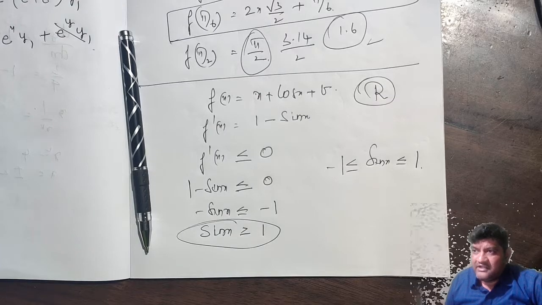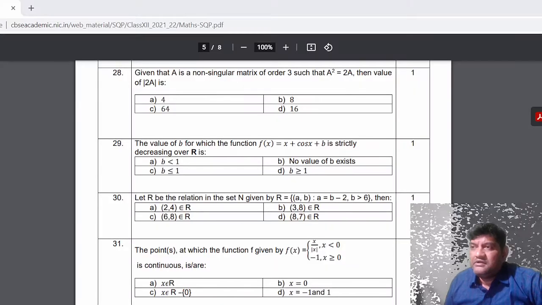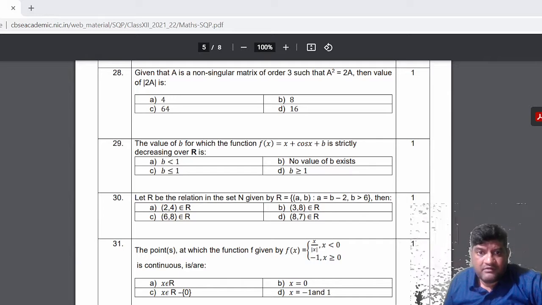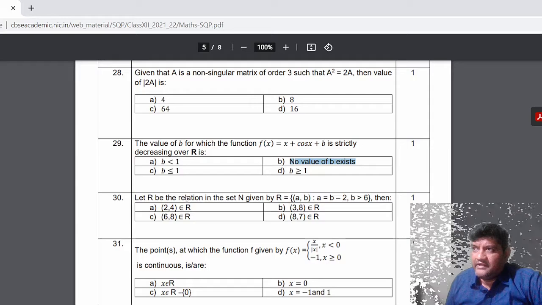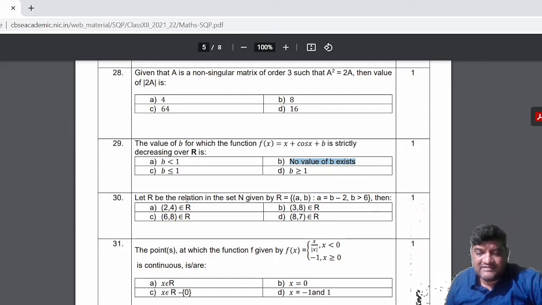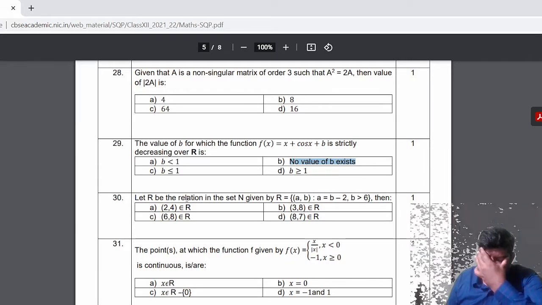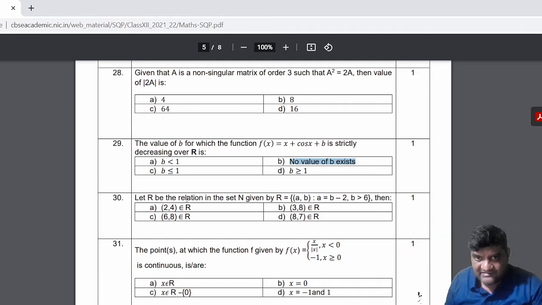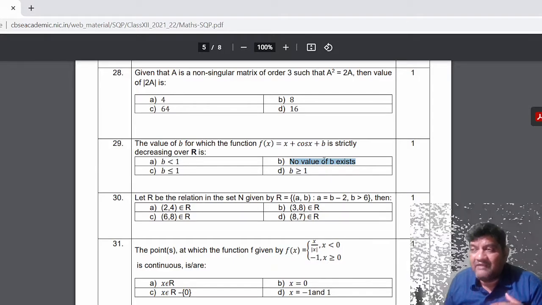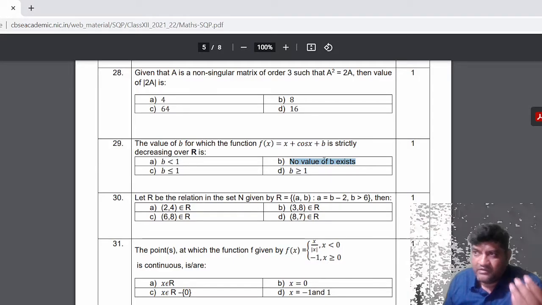Let's go back and look at the options that we have in the question paper. In the question paper we have 29. This, no value of b exists. That will be your answer. Okay. It's a very tricky question. Reason being, generally you're looking for the b value and you differentiate, the b value vanishes. And you draw your conclusion not from the b value, but from the behavior of the sine function.